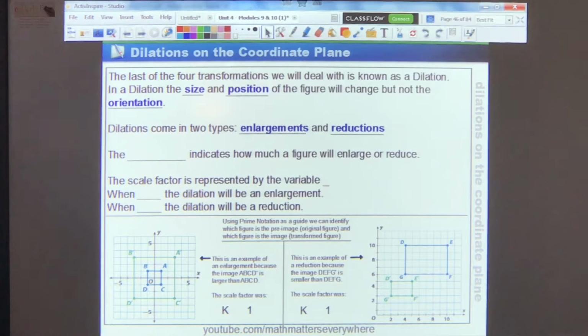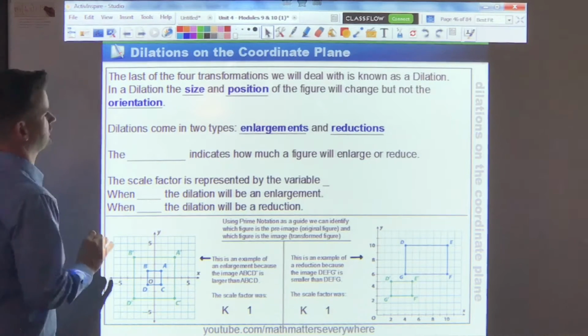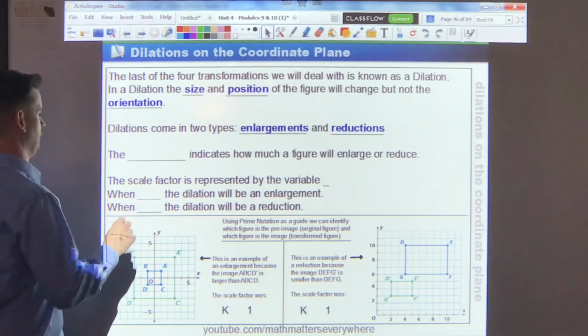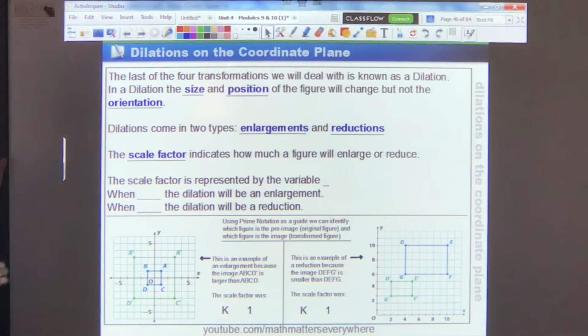Okay, so if you see an enlargement, you'll know how to look for it. It's bigger, it gets bigger. A reduction gets smaller. All right. The scale factor indicates how much a figure will enlarge or reduce.